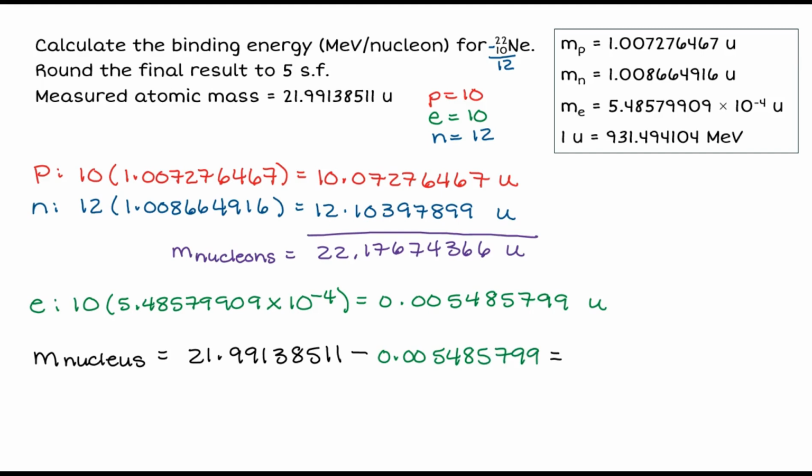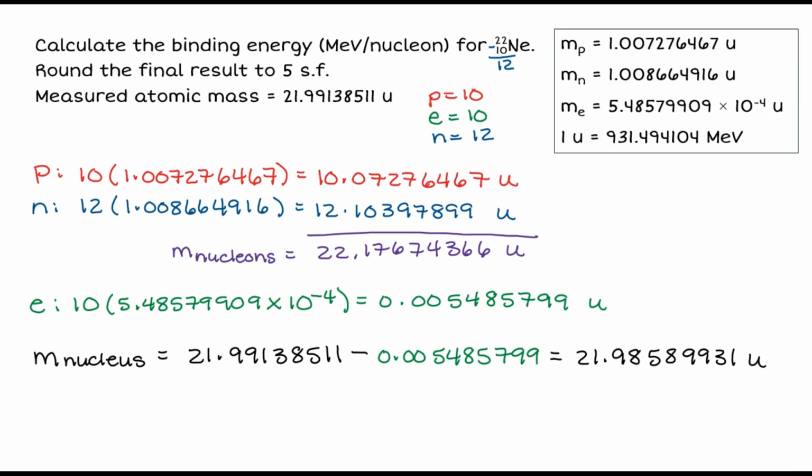Doing that math, 21.991385511 minus 0.005485799 gives us 21.98589931 u. So again, I've kept 10 digits, which is the limit of my calculator, for all of these calculations.